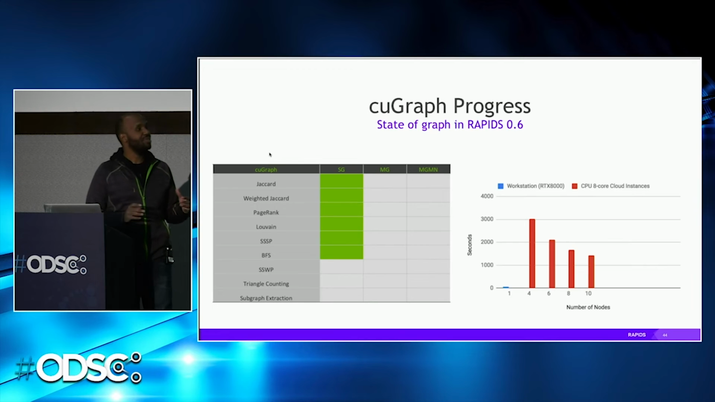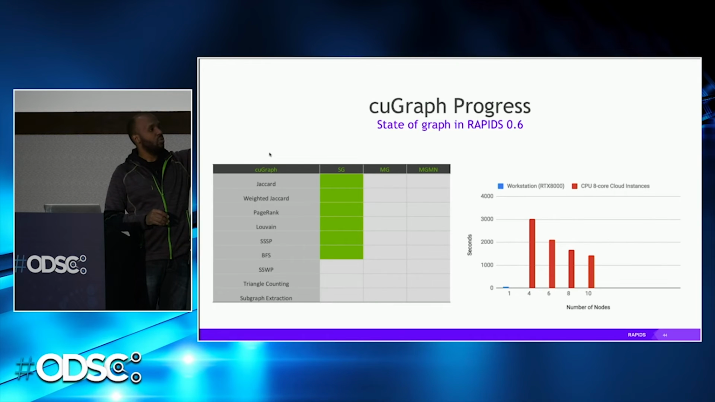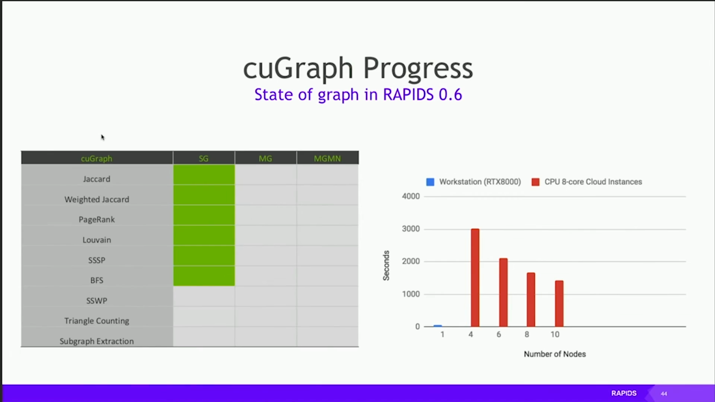I spent a lot of time in cybersecurity doing graph research. And on a 4-node, 8-core cloud instance, it's 3,000 seconds. And then if you scale that out to 10 nodes, we're talking about 1,500 seconds. And that little blue line is 3 seconds. I probably should have used log scale, but I always think that log scale just doesn't look as good. So I stuck with a normal scale.